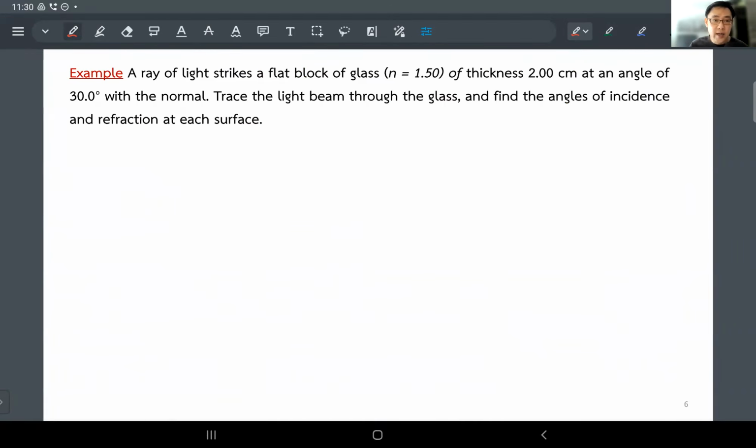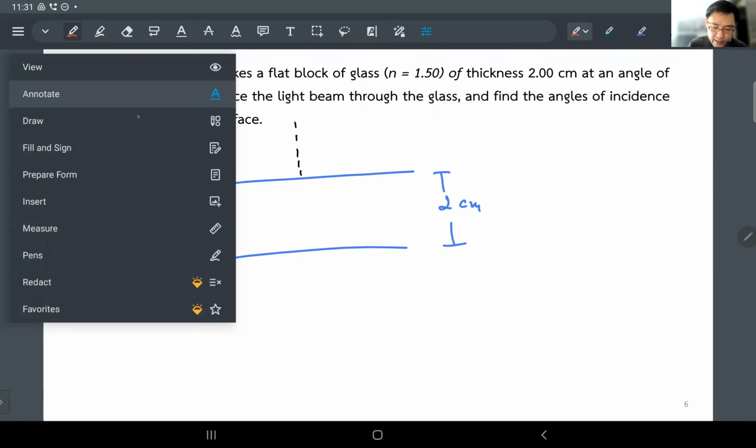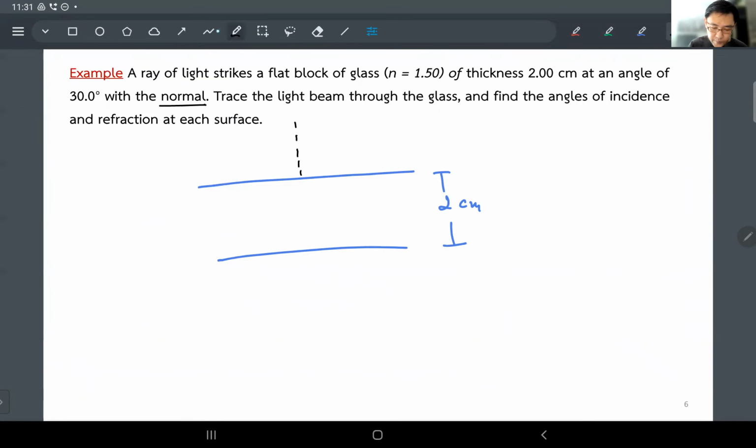It's going to be simple, guys. Nothing complicated at all. A ray of light strikes a flat block of glass, given the value of n of that block. The thickness is given to be 2 centimeters, at an angle of 30 degrees. Don't forget this angle is measured with the normal. So you have an incoming light hitting a block of glass at a 30-degree angle. Now trace the light beam through the glass and find the angle of incidence and refraction at each surface.